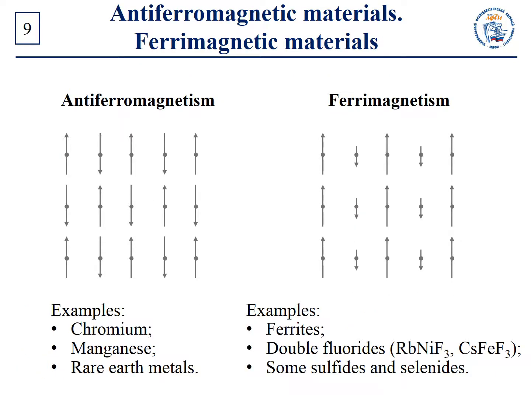The magnetic structure of antiferromagnets and ferrimagnets is composed of two magnetic sublattices. In ferrimagnets, the magnetic moments of these sublattices are not equal and result in a net magnetic moment. Ferrimagnetism is therefore similar to ferromagnetism. However, ferro and ferrimagnets have very different magnetic ordering. The examples of ferrimagnets are magnetite, double fluorides, some sulfides, and selenides.